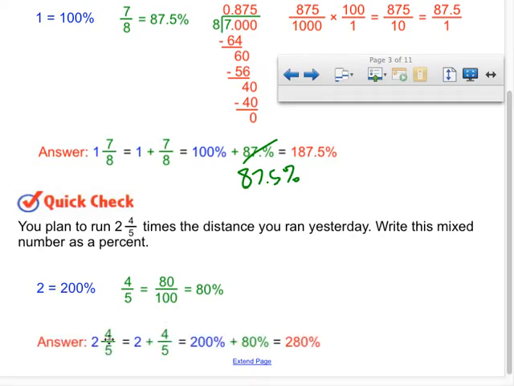My answer is 280%. So I have the 2, which is 200%. I have the 4/5, which is 80%. So 200% plus 80%, 280%. Any questions? Okay. Moving on then.